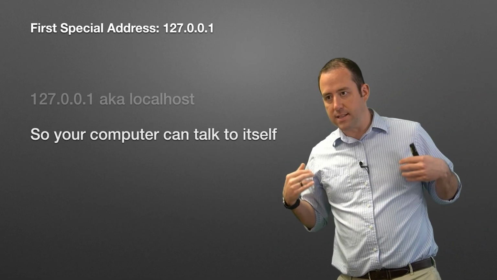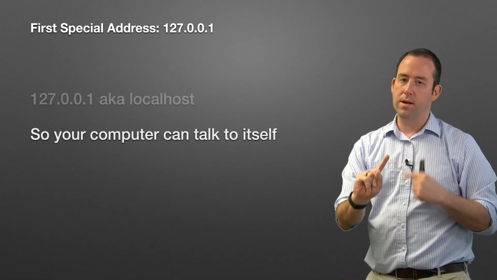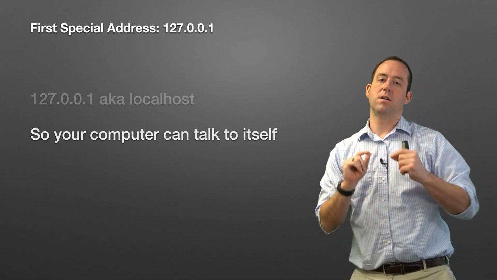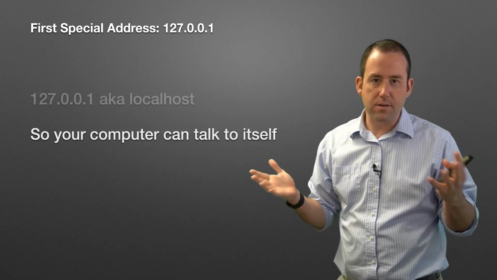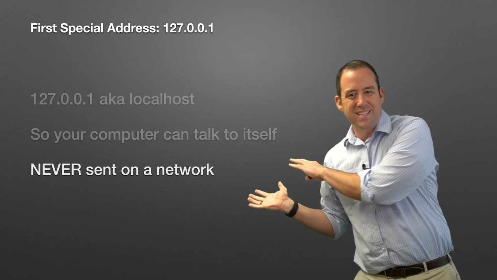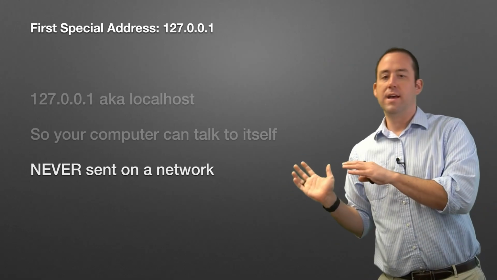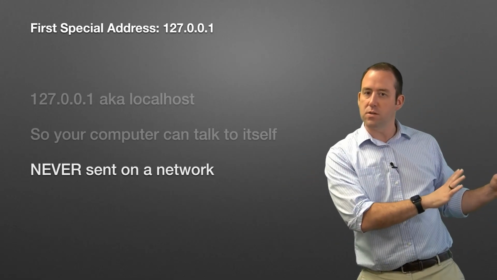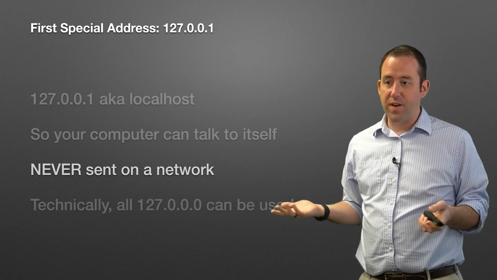Your computer can send a message out to the network, and only within the network card itself does that get any traffic. So this 127.0.0.1 traffic is never sent outside of your computer. It never goes on the network. It never sees a switch. It never sees a router because it's only meant for your computer. And it's very, very helpful.